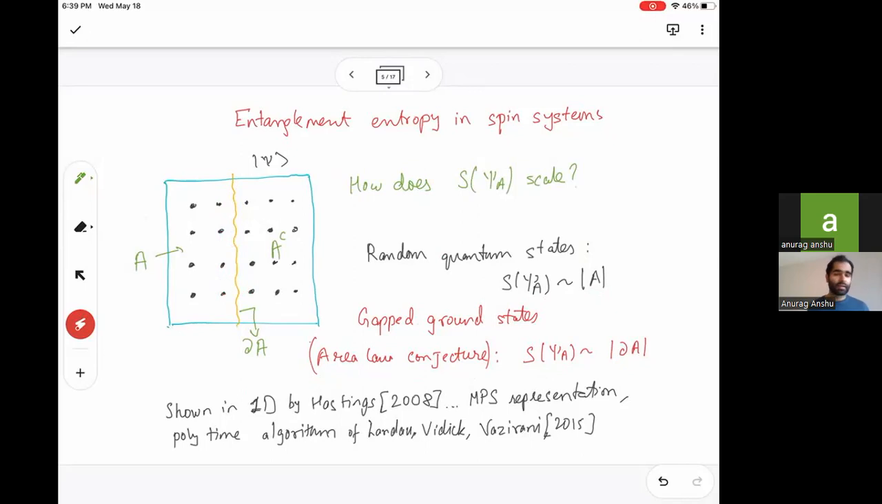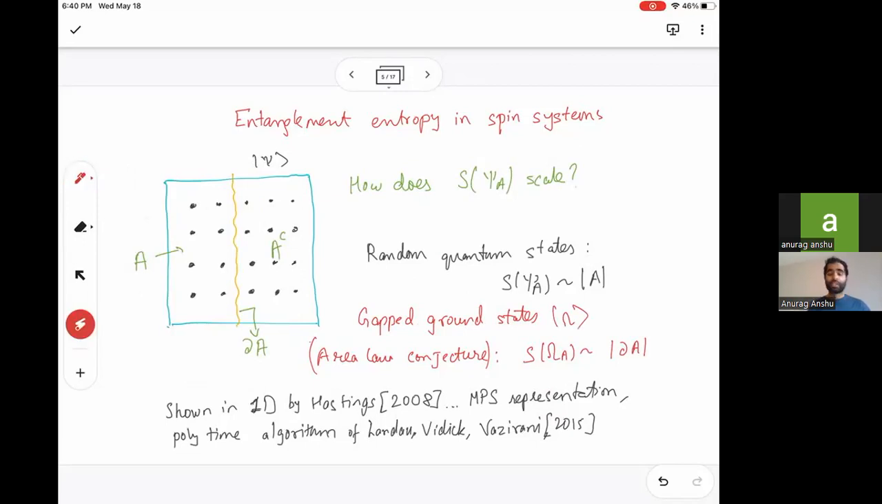It doesn't have to be plaquette, it depends on the kind of Hamiltonian you're thinking about, but just the number of Hamiltonian terms that cross the boundary. So usually the boundary is much smaller than the volume, and thus the area law conjecture posits that the gapped ground states are really special. They're not like random quantum states. So this conjecture is believed to be true for all finite dimensions.